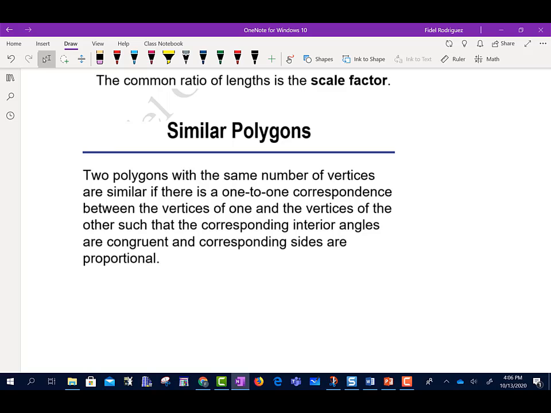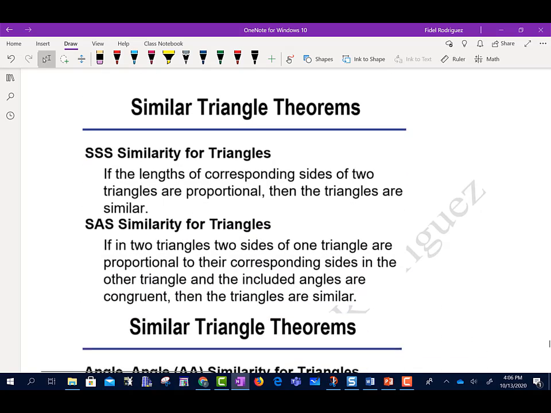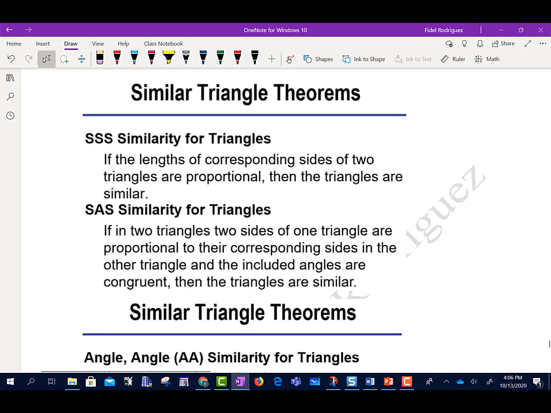Similar polygons. It says two polygons with the same number of vertices are similar if there's a one-to-one correspondence between the vertices of one and the vertices of another, such that the corresponding interior angles are congruent and the corresponding sides are proportional. So we have some similar triangle theorems. If the lengths of the corresponding sides of two triangles are proportional, then the triangles are similar. Side-angle-side: if in two triangles, two sides of one triangle are proportional to their corresponding sides in the other triangle, and the included angles are congruent, then the triangles are similar.